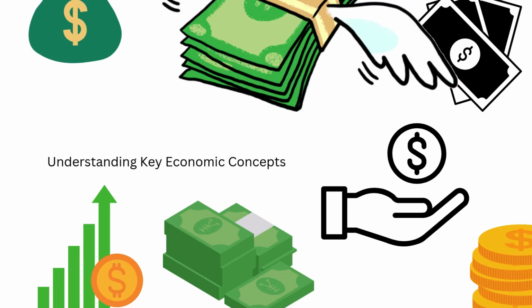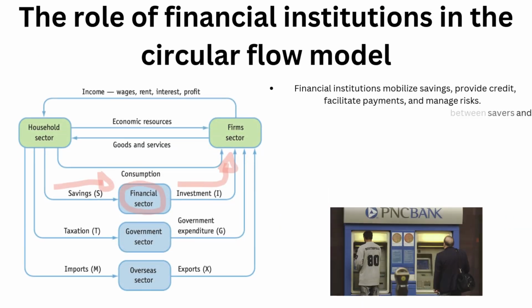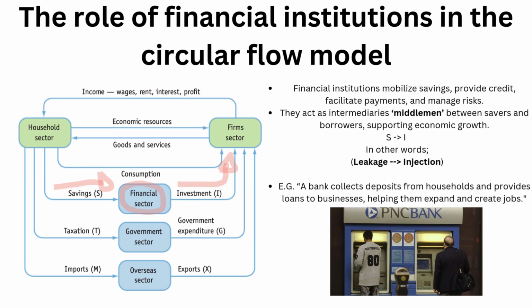Understanding key economic concepts. 1. Describe the role of financial institutions in the circular flow model. Financial institutions, such as banks, credit unions, and investment firms, play a crucial role in the circular flow model by acting as intermediaries between savers and borrowers.